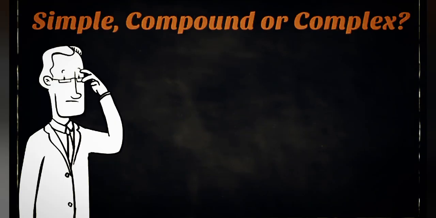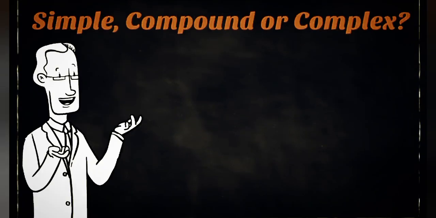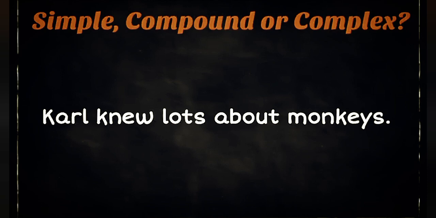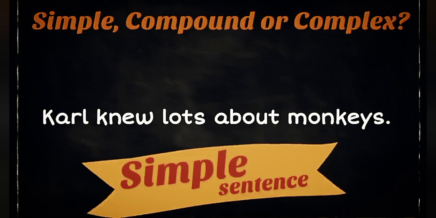See if you can work out the structure of these sentences. Carl knew lots about monkeys. That's right, it's a simple sentence. It has one subject and one verb.